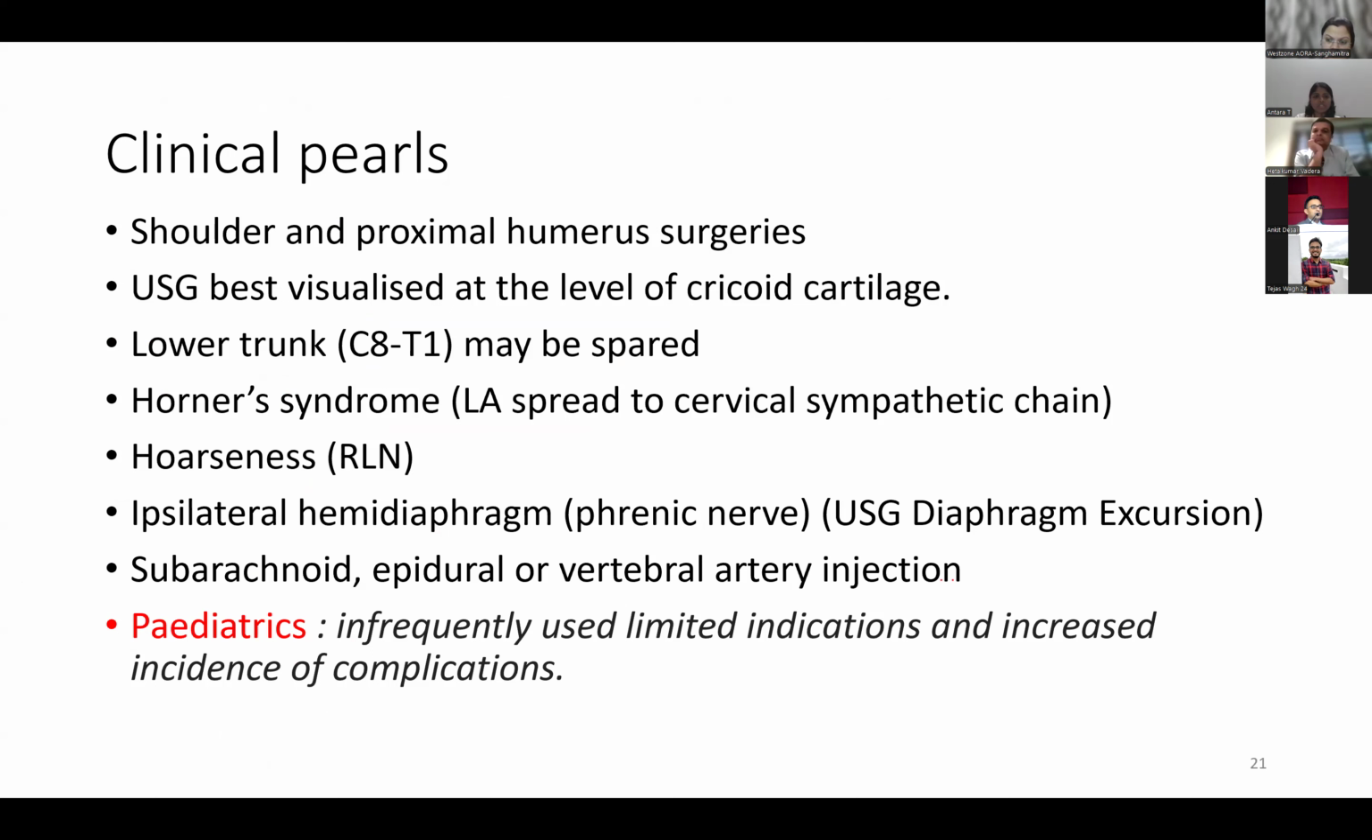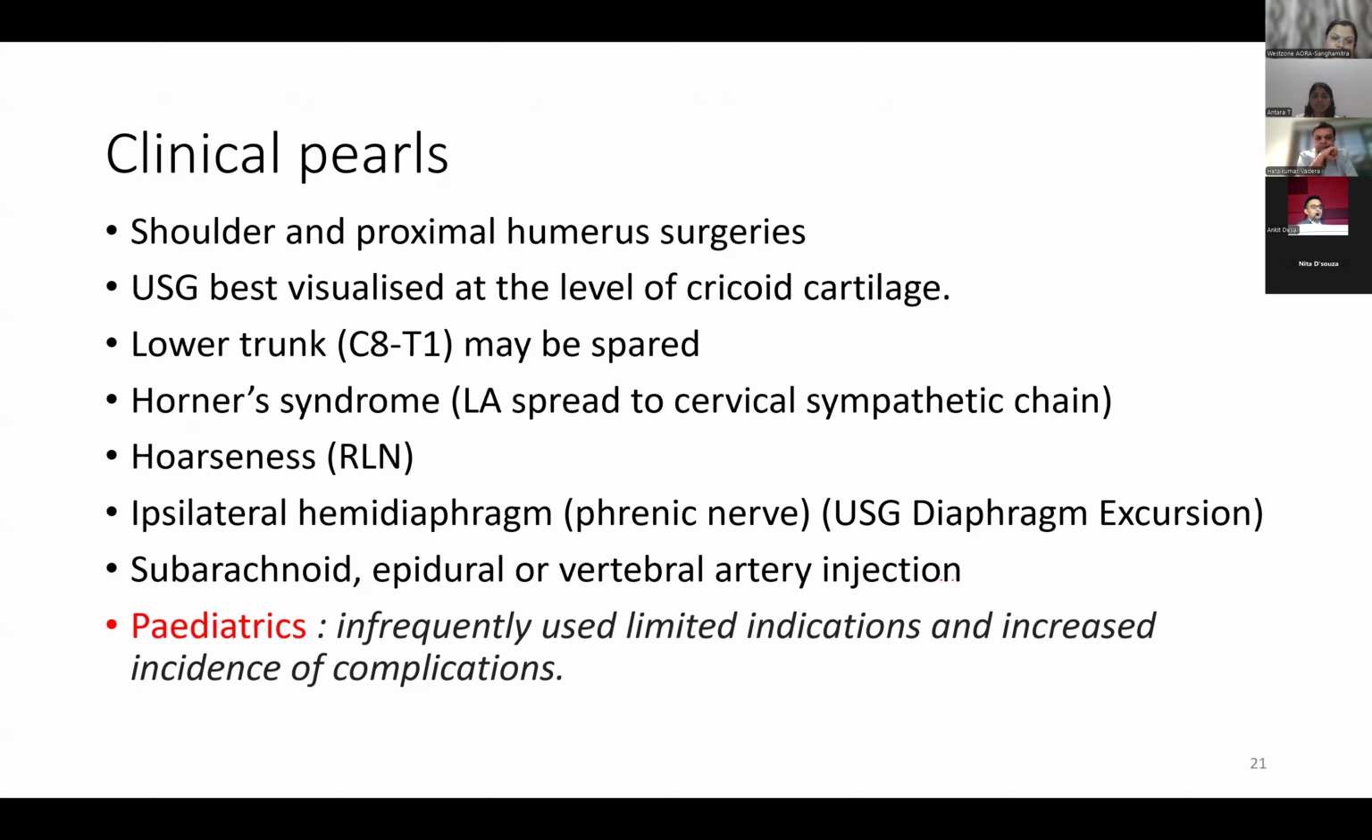So this block is given in shoulder and proximal humerus surgeries. The USG is best visualized at the level of the cricoid cartilage, which is at the level of the C6 vertebra. The lower trunk, C8 to T1, may be spared in this. Because of the spread to the cervical sympathetic chain, its close proximity, we may have Horner's syndrome, and hoarseness of voice can happen because of its spread to the recurrent laryngeal nerve.